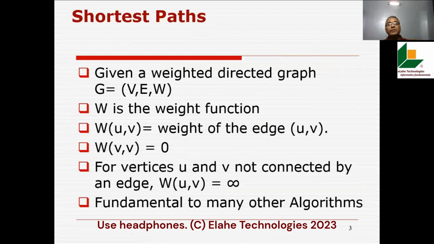And there are some variants of this problem. So just before we start the problems, let us look at how the graph is set up initially. On each edge, there is a weight W(u,v), and W(v,v) is 0 for every vertex v. And for vertices u and v which are not connected by an edge, W(u,v) is set to infinity. So this is the initial set of values for the weights.